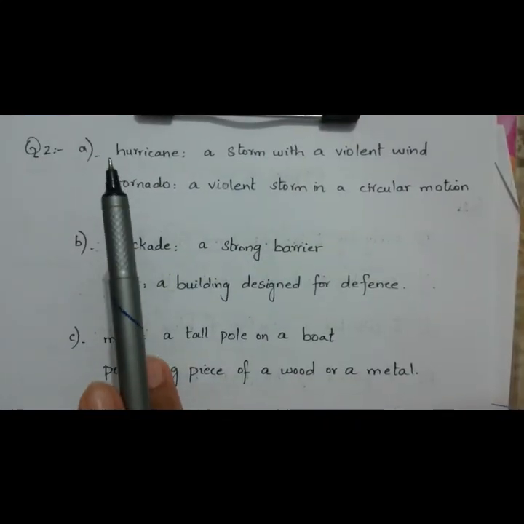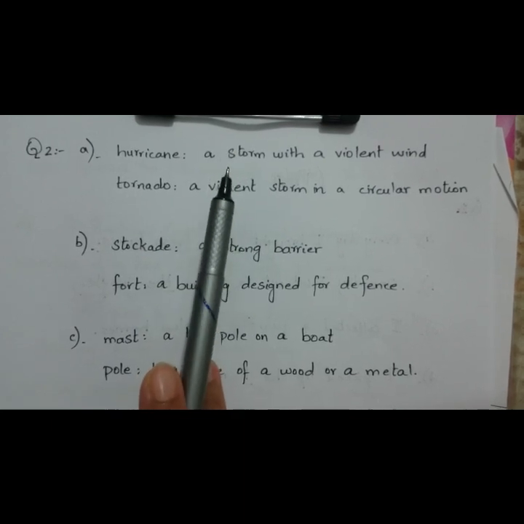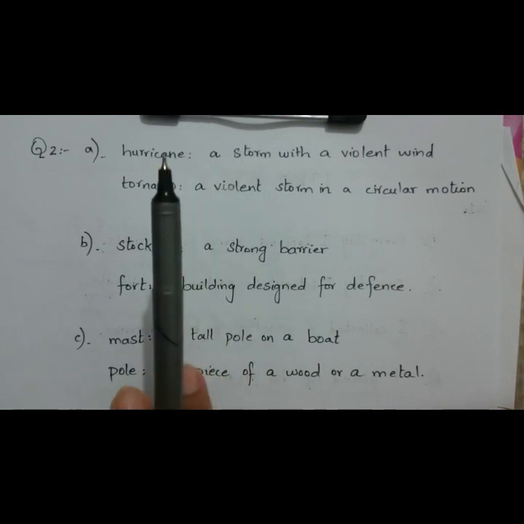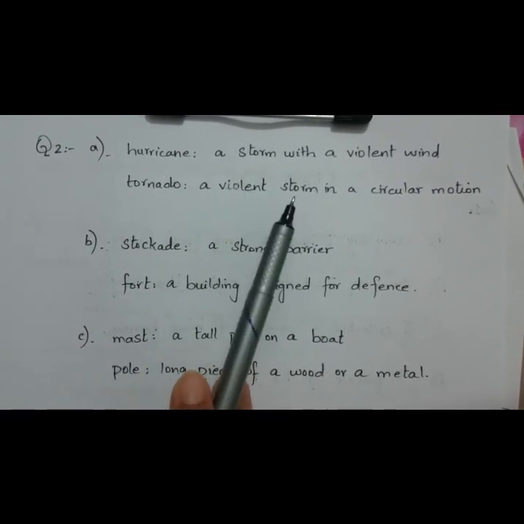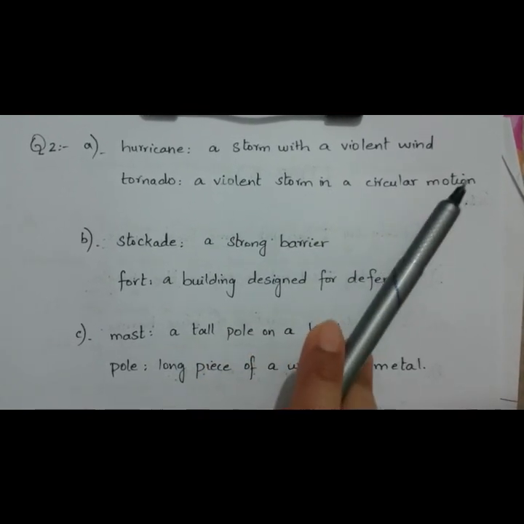The first word was hurricane. What's a hurricane? It's a storm. It's a kind of severe storm with violent wind, with strong winds. The second one was tornado. What's a tornado? It's a violent storm. It's a dangerous storm which usually moves in a circular motion.